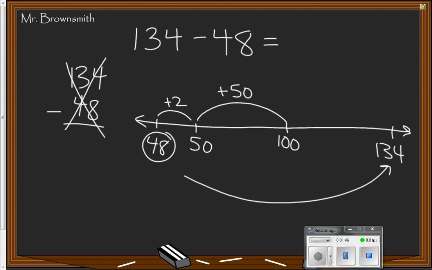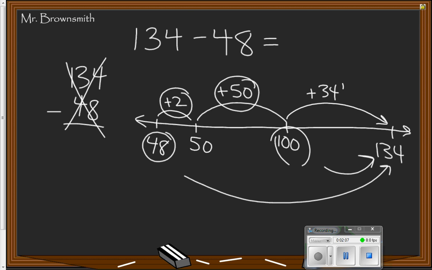Okay? Now you can see how easy it is to go from 100 to 134. So what would I do to this 100 down here to get to 134? I'm just going to add another 34. And then I'm pretty much done right now, because all I have to do is take this number and this number, add them together, and I'll get my answer. So I may take 2 plus 50 is 52, and plus the 34 makes 86.